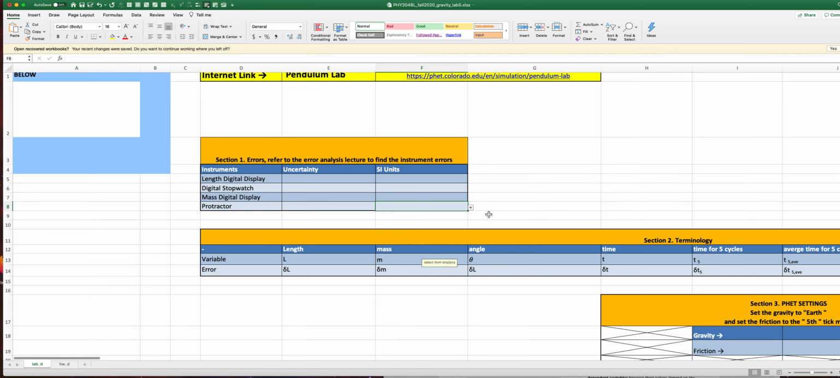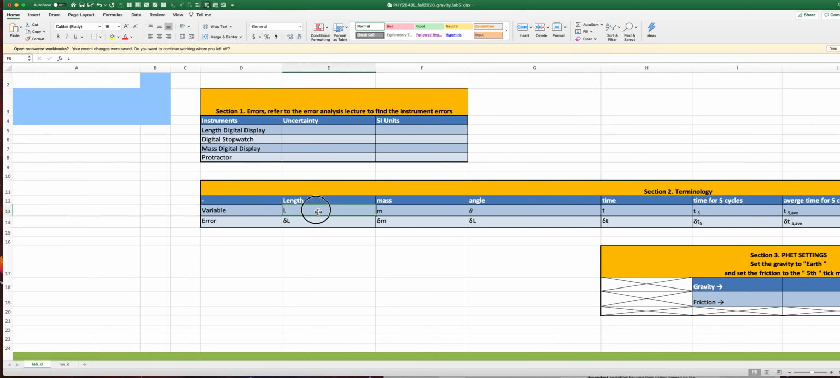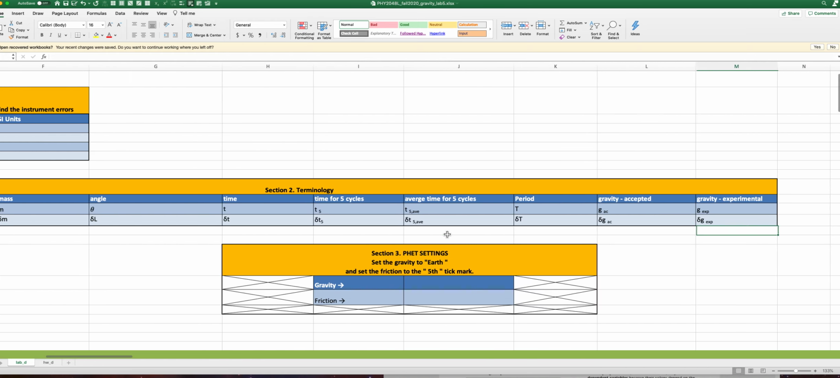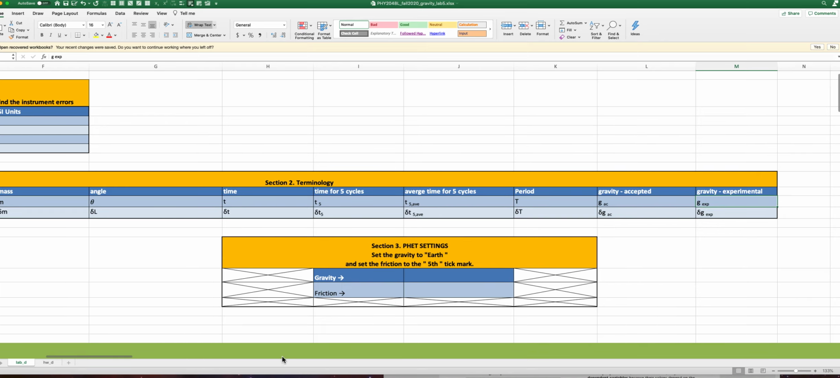That's the first part. And then the next thing is the definition of terms. Length is going to be capital L. Error in length is going to be sigma L. Mass is going to be variable m. Error in mass is going to be sigma m. And so on, you have these different terms here, and the rest of the terms that we'll be looking at for today. Also, AC is accepted, and EXP is experimental. Okay, so that's the terminology.